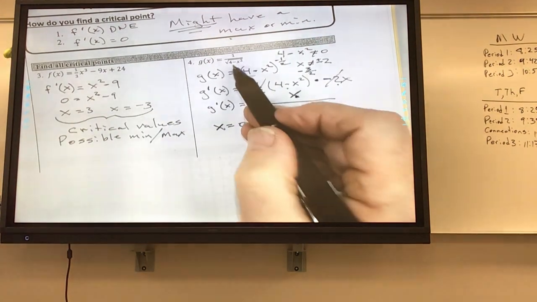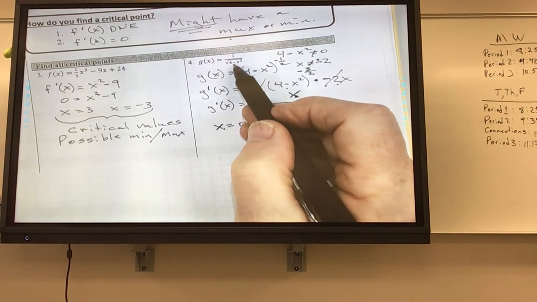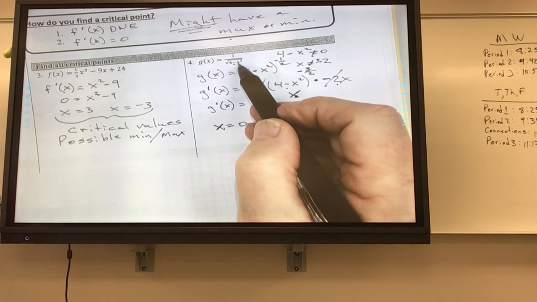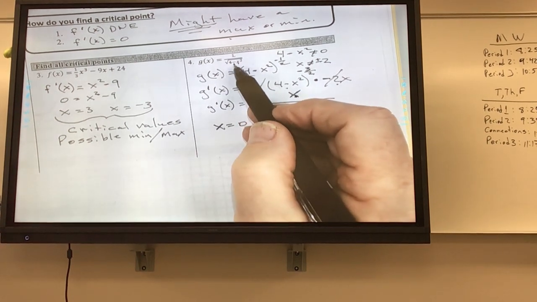Am I able to put 0 into my equation? Are you allowed to put 0 into there? Was 0 invited to the birthday party? Yeah, because when I put 0 in there, I get 1 over the square root of 4, I get a half, correct?